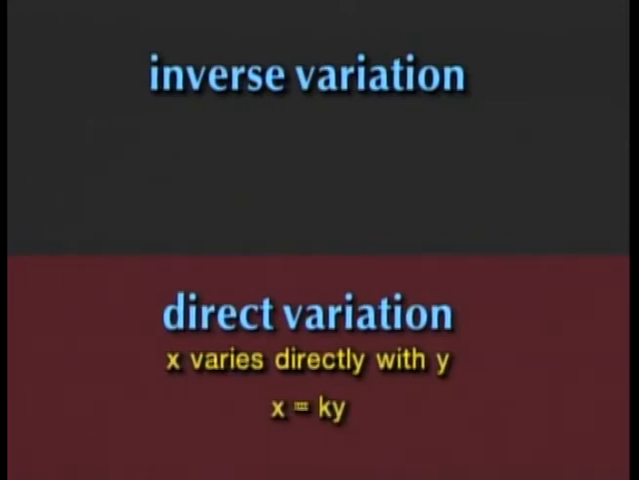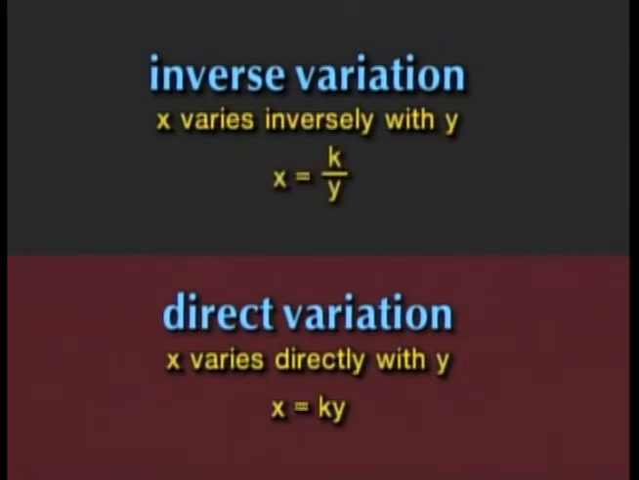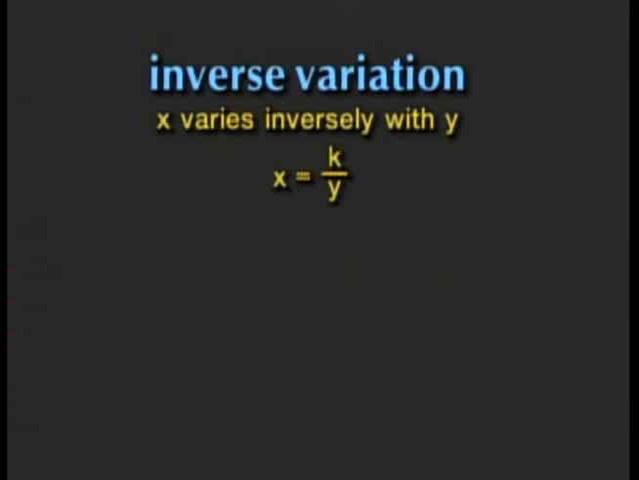With inverse variation, we say x varies inversely with y. X equals k divided by y. We're dividing instead of multiplying, but we still have one constant of variation. In general, we'll write k in the numerator. Now let's solve a problem where x varies inversely with y. X is 8 when Y is 135. What is X when Y is 75?